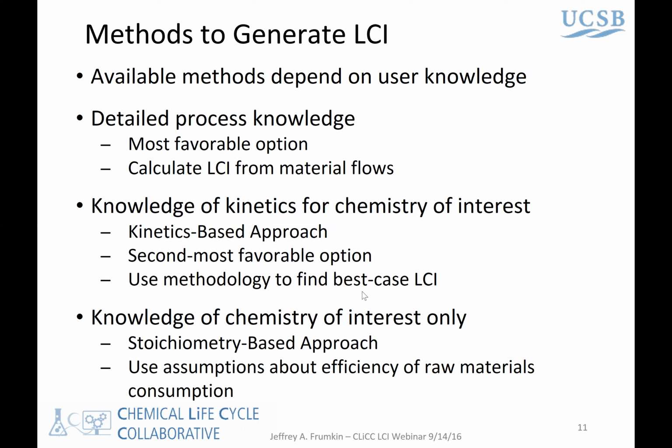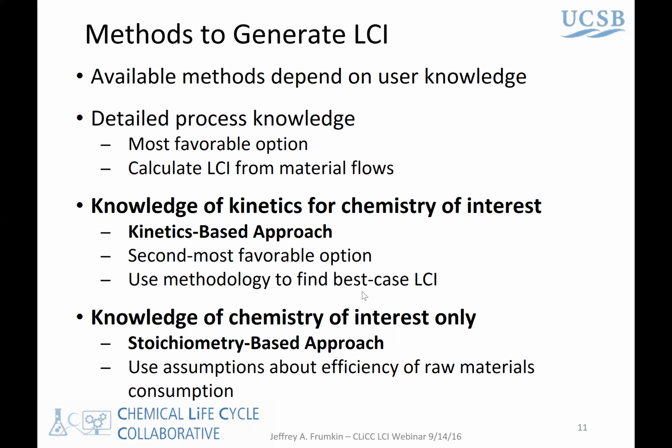If the user has knowledge of the chemical kinetics for the chemistry of interest, we've been working on developing a kinetics-based approach that can calculate life cycle inventory information, primarily material flows into and out of the unit process, under the very best case scenario. And if you don't have information about kinetics, if you only have knowledge about the chemistry of interest or even just the chemical of interest, we've also developed a stoichiometry-based approach that can use assumptions about the efficiency of raw materials usage to generate life cycle inventory data.